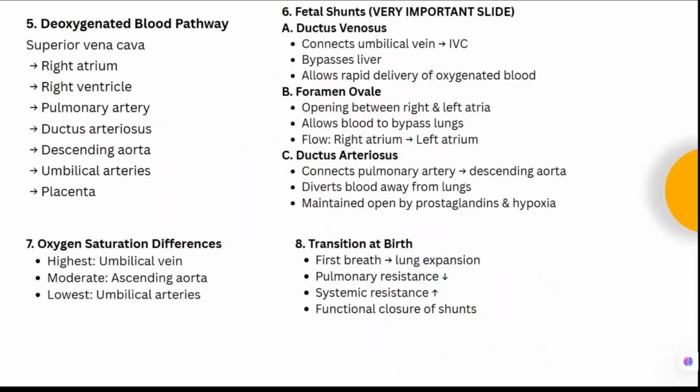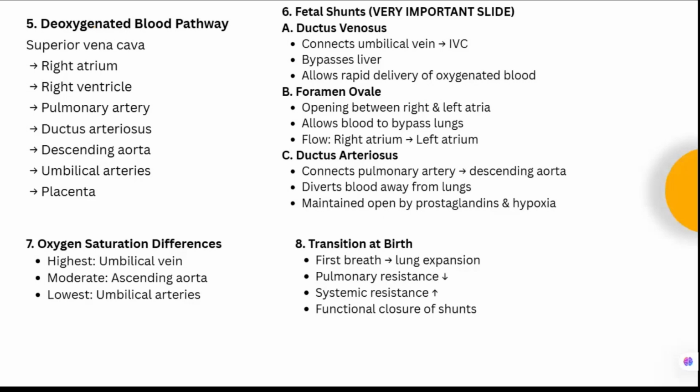Now, how does the deoxygenated blood travel? From the superior vena cava, it goes into the right atrium, then into the right ventricle, then the pulmonary artery, then the ductus arteriosus, then the descending aorta, umbilical arteries, and then it will go to the placenta.